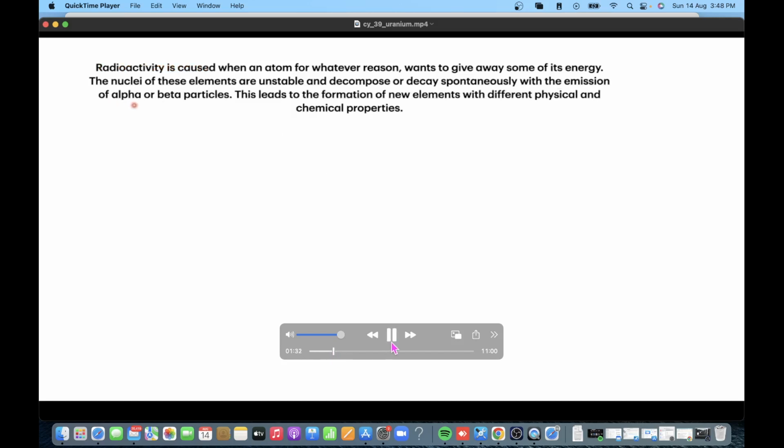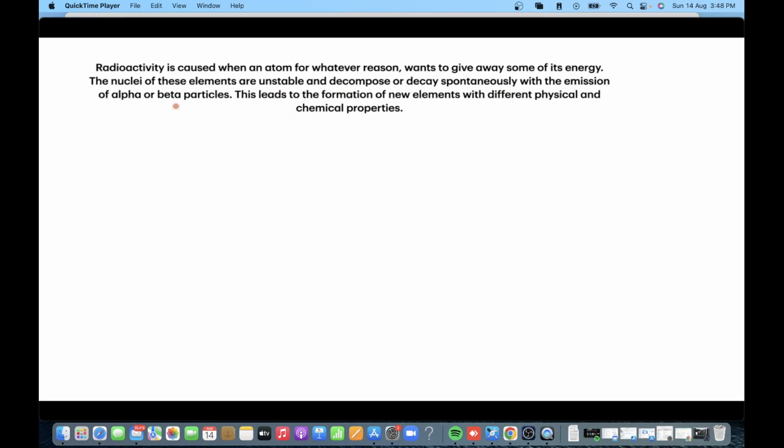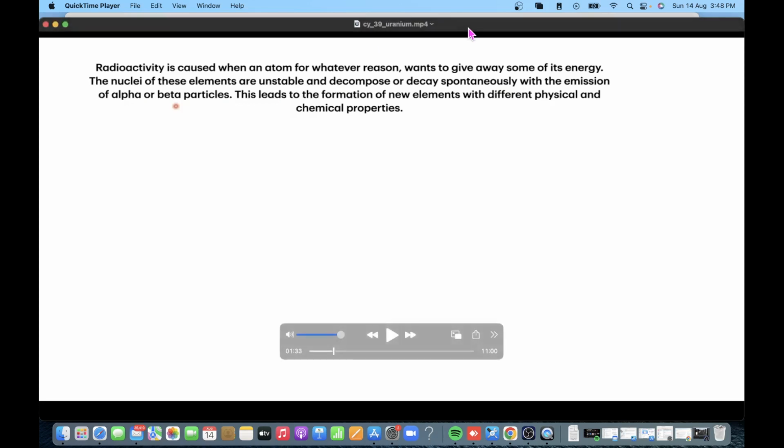So what is radioactivity? It is the case when an atom, for whatever reason inside the nucleus, some nuclear forces or something, wants to give away some of its energy. The nuclei of these elements are unstable and they decompose or decay spontaneously with the emission of alpha or beta particles. This leads to the formation of a new element with different physical or chemical properties.